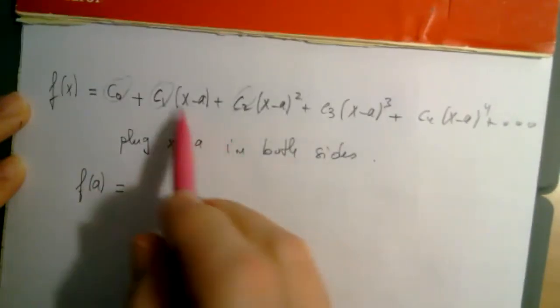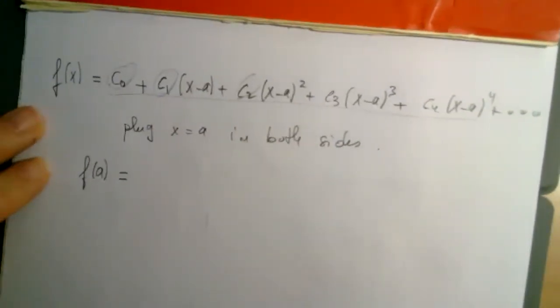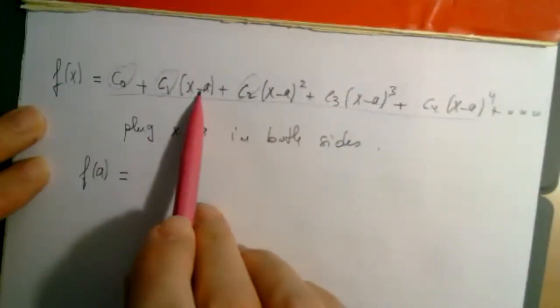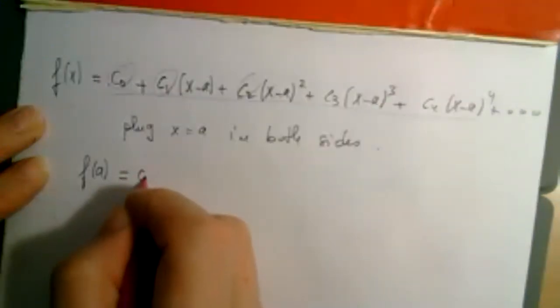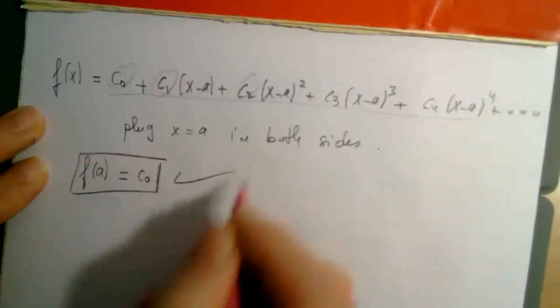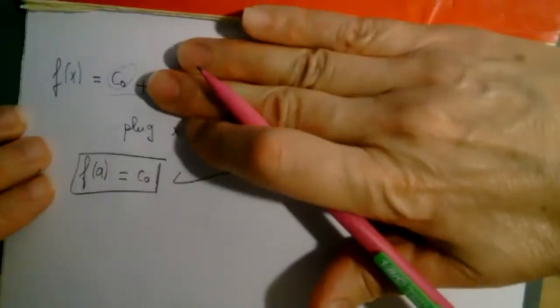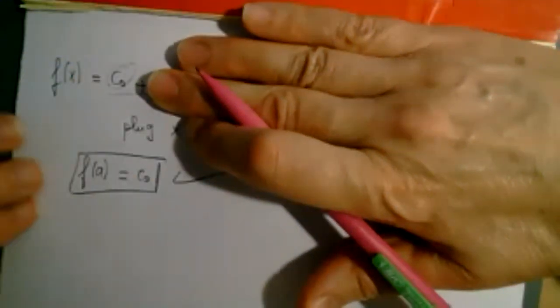If I plug in a in here, what do I get? x equal a, 0, 0, 0, 0. I get C0. That's the first term. So this C0, every time you write something as a power series, this first term is the actual value of the function at a.